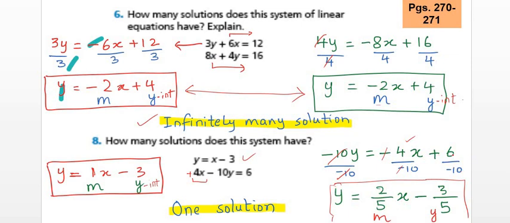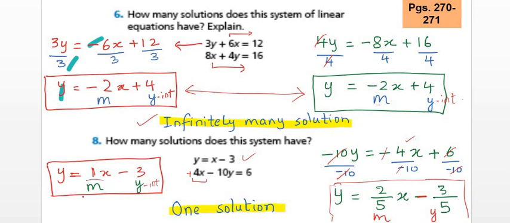Then 6 over negative 10, so positive and negative will become negative, and 6 and 10 could be simplified with the multiplication table of 2, so 2 will cancel this 6 to give me 3, and 2 will cancel this 10 to give me 5. Now the slope is 2 out of 5, and the y-intercept is negative 3 out of 5.